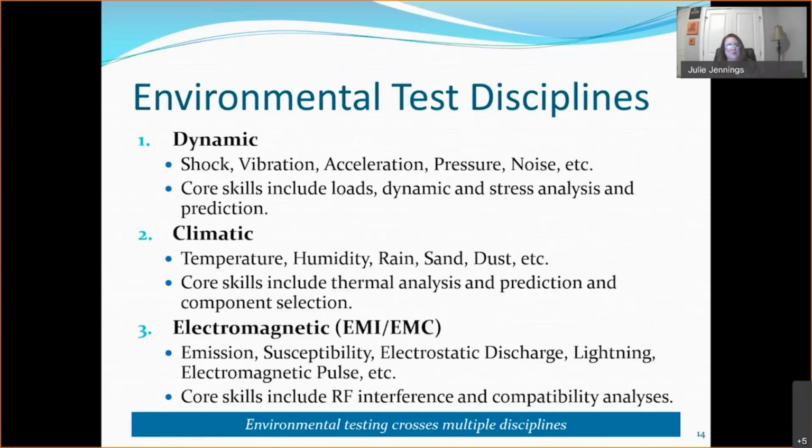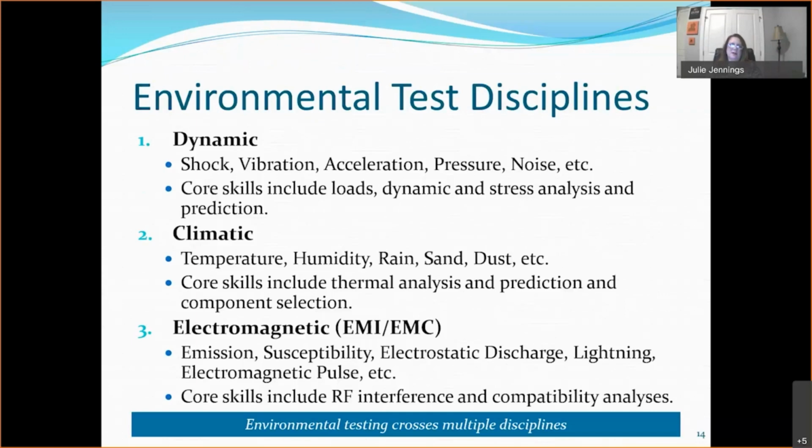In the climatic world, when we're talking about temperature, humidity, et cetera, the core skills of those folks are in thermal analysis and prediction and component selection. So they make sure that I'm going to choose bits and pieces, like at the resistor or capacitor level, that have been demonstrated by a sub-vendor or sub-tier supplier to meet those requirements.